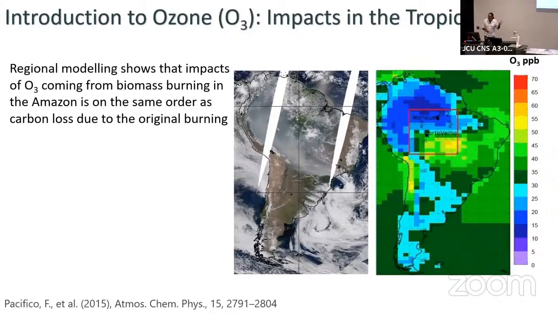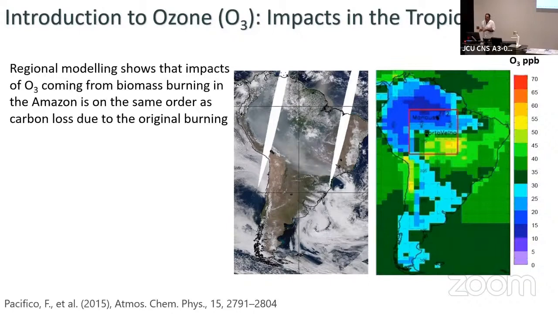So this is a modeling exercise done in South America where they looked at the implications on air quality of biomass burning in the arc of deforestation. So what you see is biomass burning happens in the region neighboring intact forests, where biomass is being burned due to land clearing. That poor air quality then passes out over the intact vegetation and has implications on its productivity. And what they saw is that the impacts on the intact vegetation were of a similar magnitude of carbon loss as what was happening in the original biomass burning.